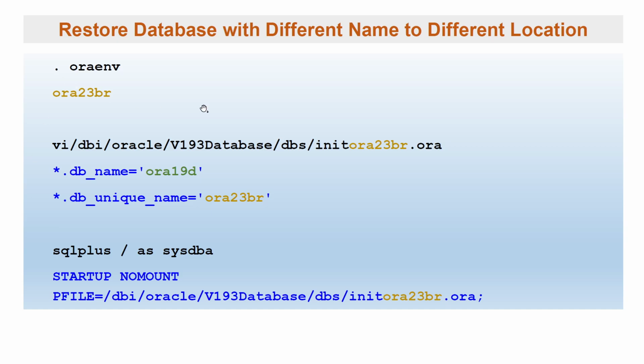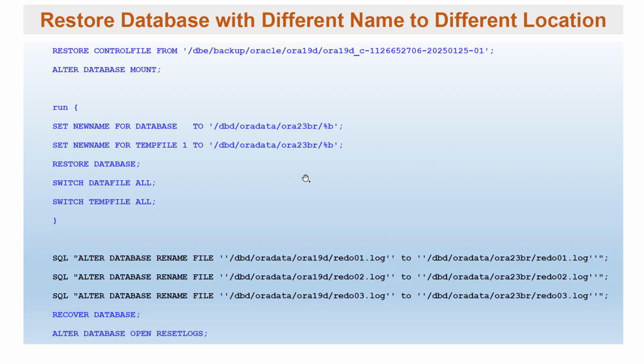Now let's see what the steps are. We'll set this environment variable. We'll create this init parameter file. In this init parameter file, although we are saying 23BR, the DB name will be the original database name, and the unique name will point to this particular database. Then we will start our instance in nomount using the new p file that we created. Once the instance has started in nomount mode, the first step is to restore the control file from the backup. Then we will mount the database.